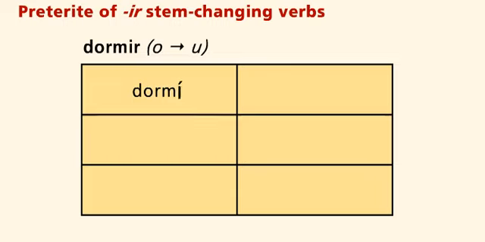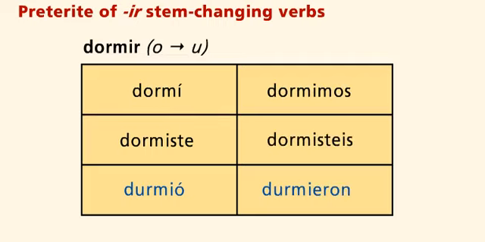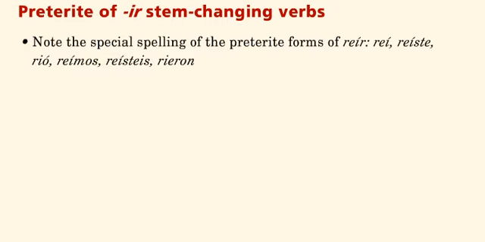With dormir, you have dormí and dormiste, but third person is durmió. Durmió, not dormió, but durmió. And then dormimos and dormisteis, and then again you have the change that happens. The same change happens. And a good thing about this is that if it's an O, it's going to change to a U, if there's a change at all. And if it's an E, it'll change to an I. There's not an O to UE or E to IE. It's just one vowel change, and that's it.